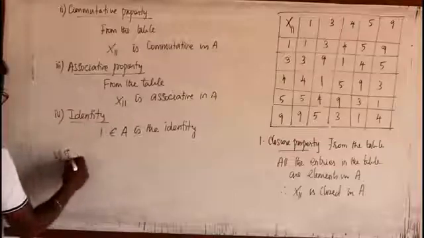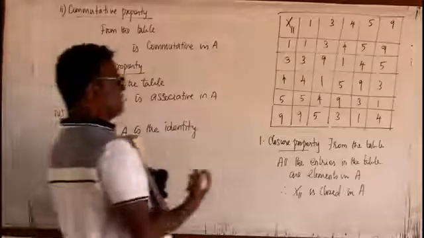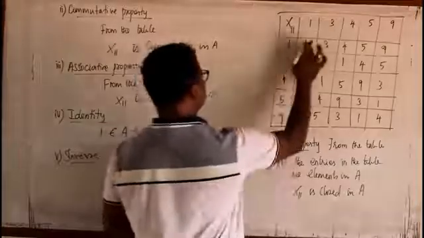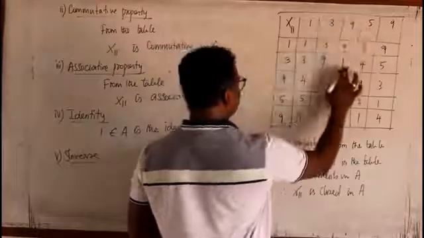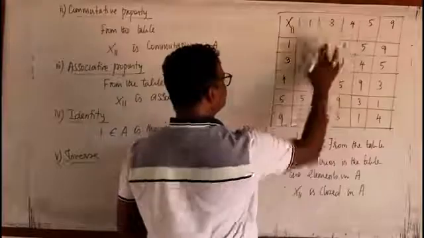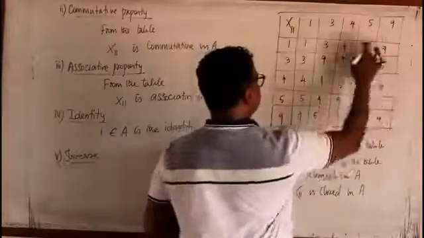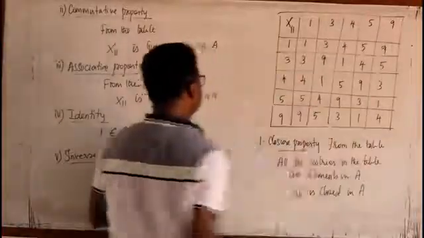Fifth one, the inverse elements. Just check where 1 is coming, that is where the identity is coming. 1 multiplied with 1, I am getting 1. Therefore 1's inverse is 1. When 3 is multiplied with 4, I am getting 1. So 3's inverse is 4. Then 4's inverse is 3. 5's inverse is 9, and 9 multiplied with 5, I am getting 1. So 9's inverse is 5.